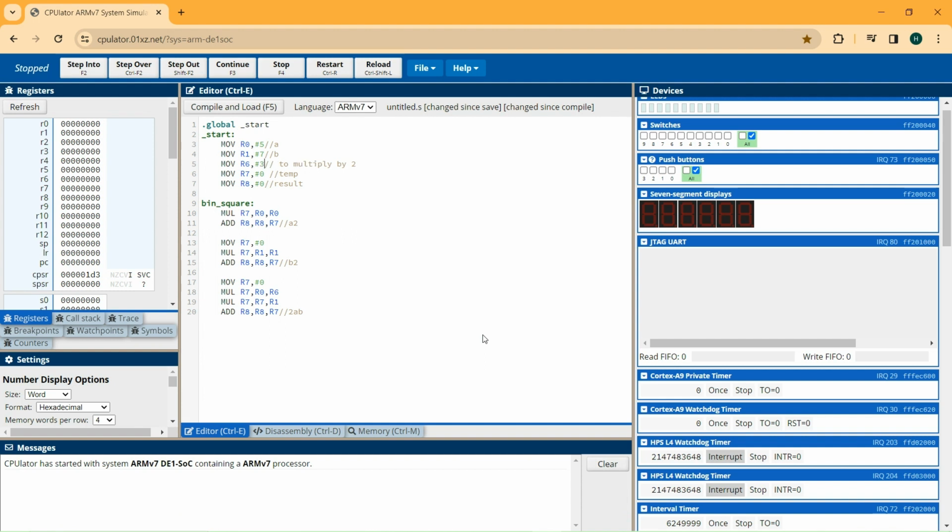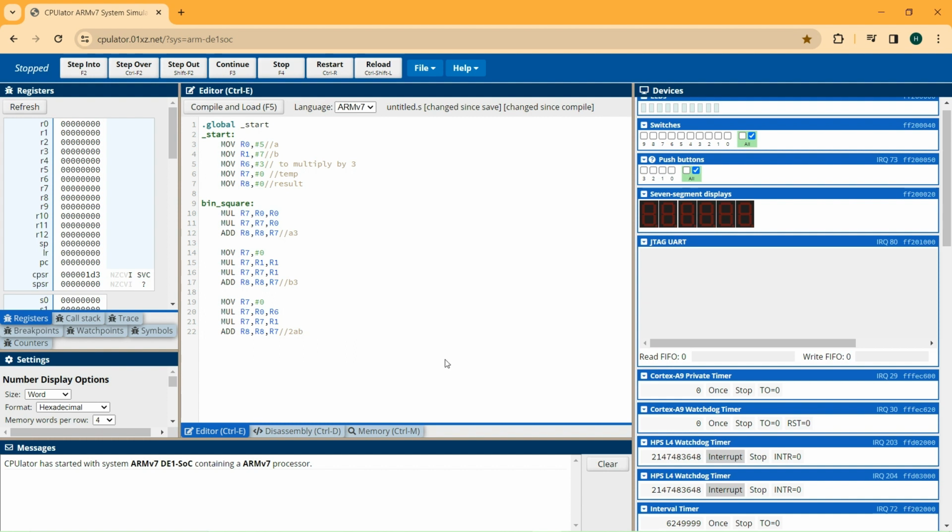First, I will move 3 in R6 because I will multiply by 3. Then I will calculate a raised to the power of 3. And here I need to multiply R7 with R0. And this will result in a raised to the power of 3. With b raised to the power of 3 it is the same, I will again multiply R7 with R1, which is b.